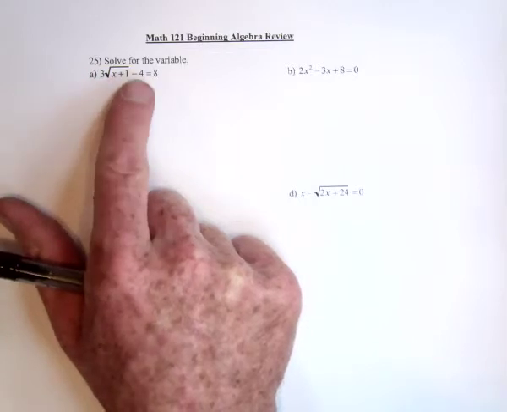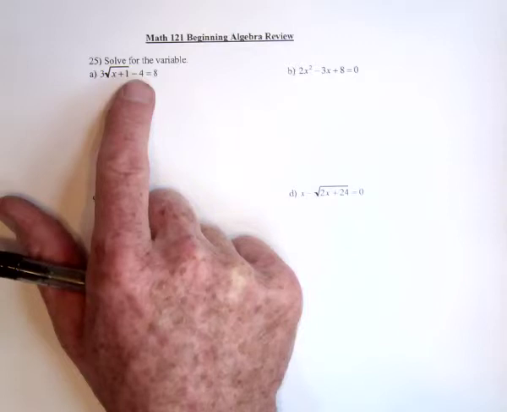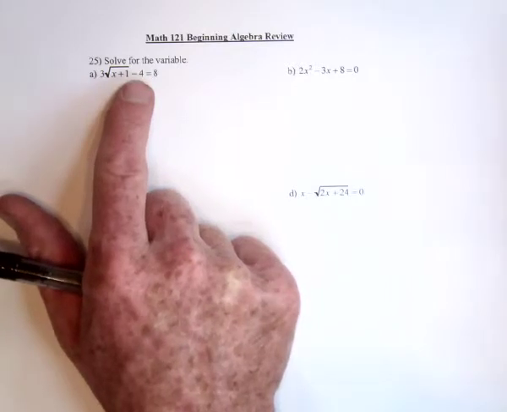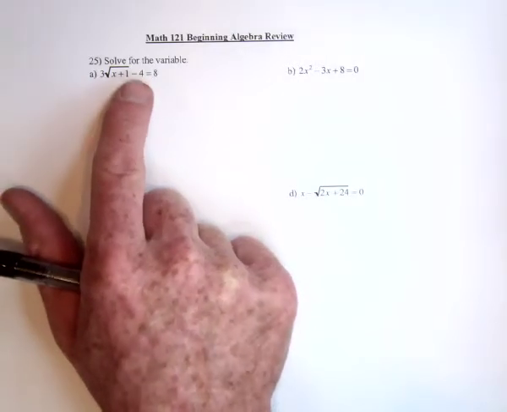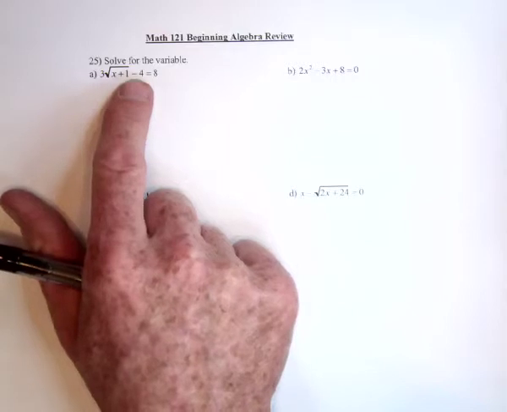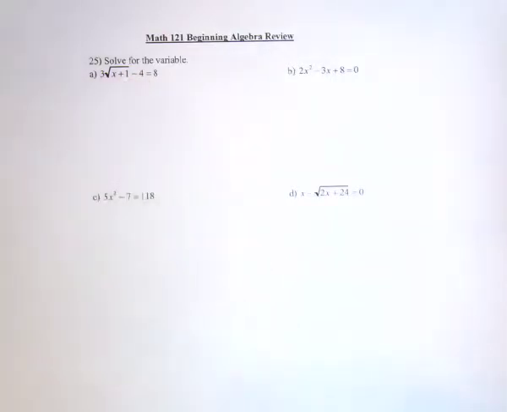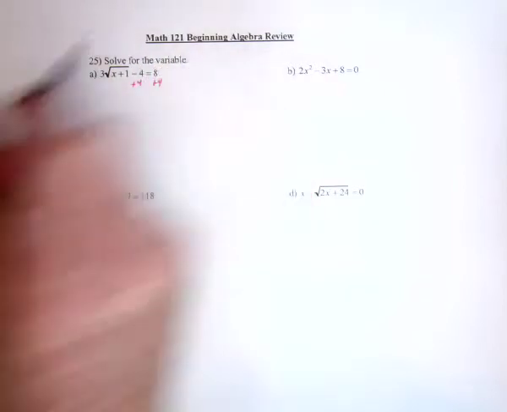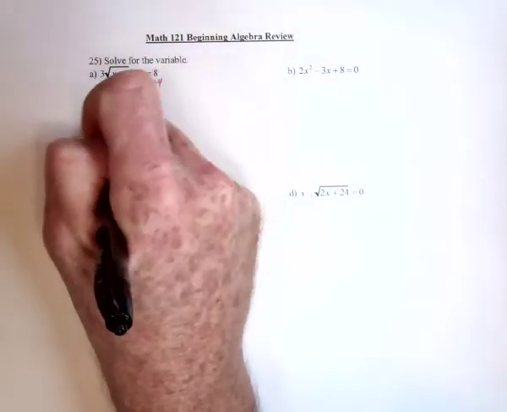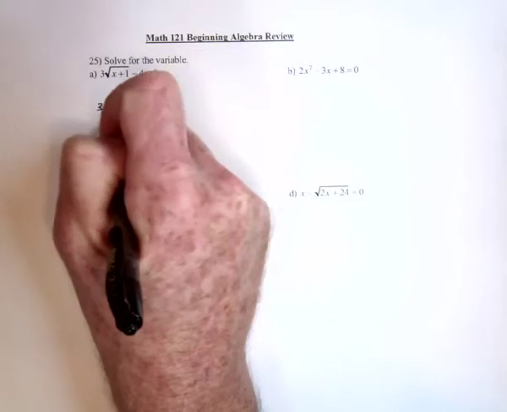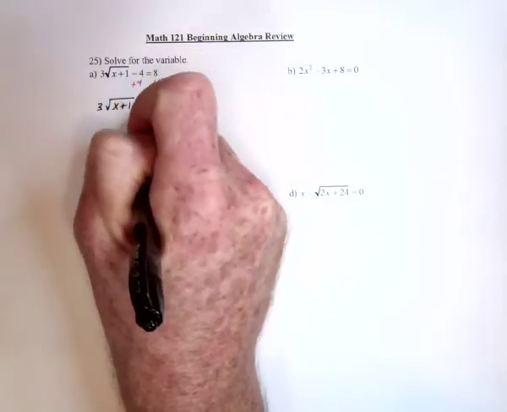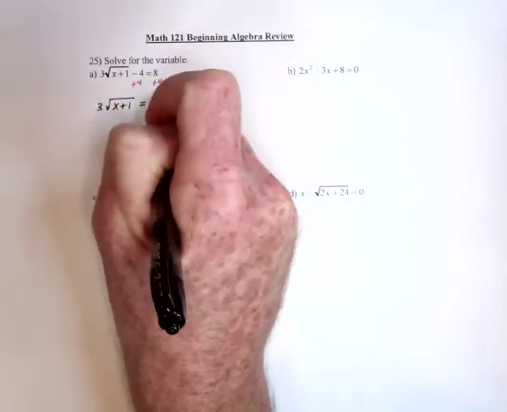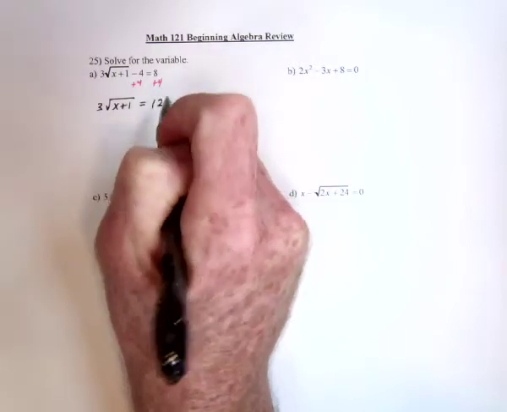You'd have to multiply it out, 2 terms times 2 terms is 4 terms, and it'd be this big mess, and it would still have a radical in it. So the first thing to do is add 4 to both sides. So it's going to be 3 times the square root of x plus 1. And 8 and 4 is 12.